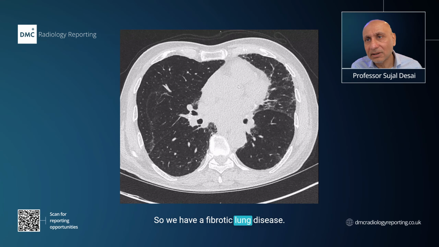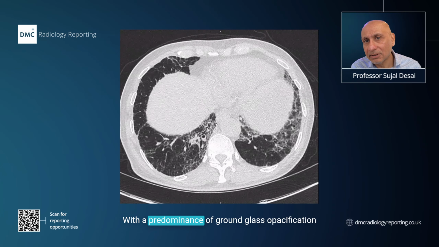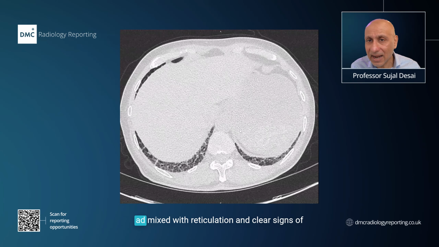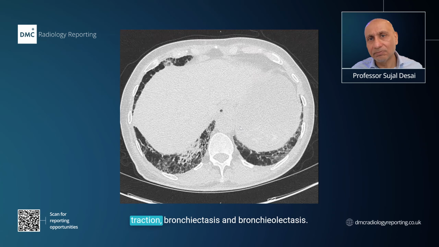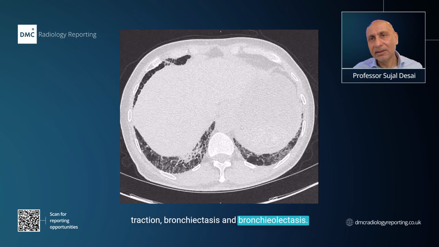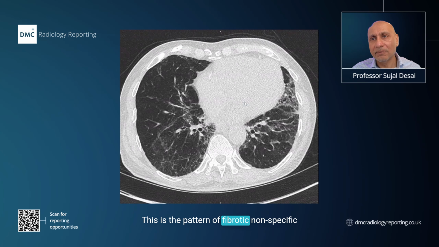So we have a fibrotic lung disease with a predominance of ground glass opacification, admixed with reticulation, and clear signs of traction bronchiectasis and bronchiolectasis. This is the pattern of fibrotic, non-specific interstitial pneumonia or fibrotic NSIP.